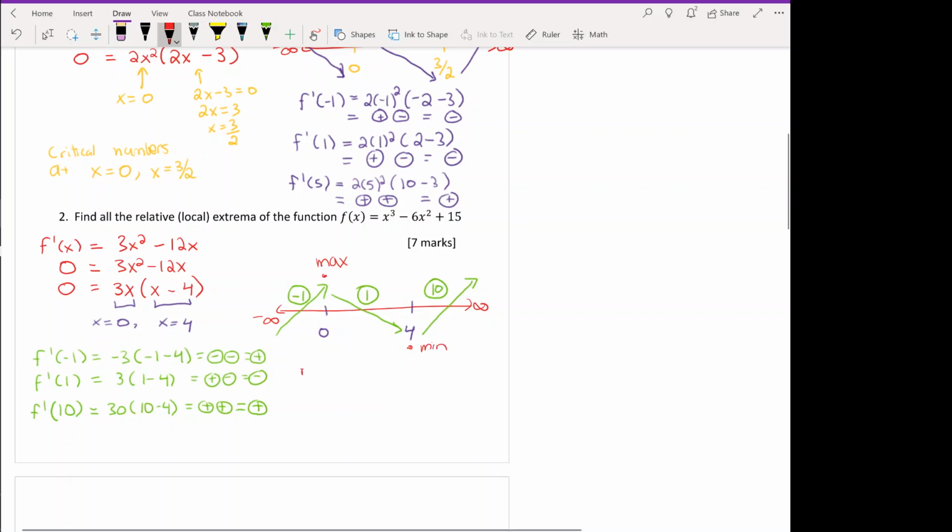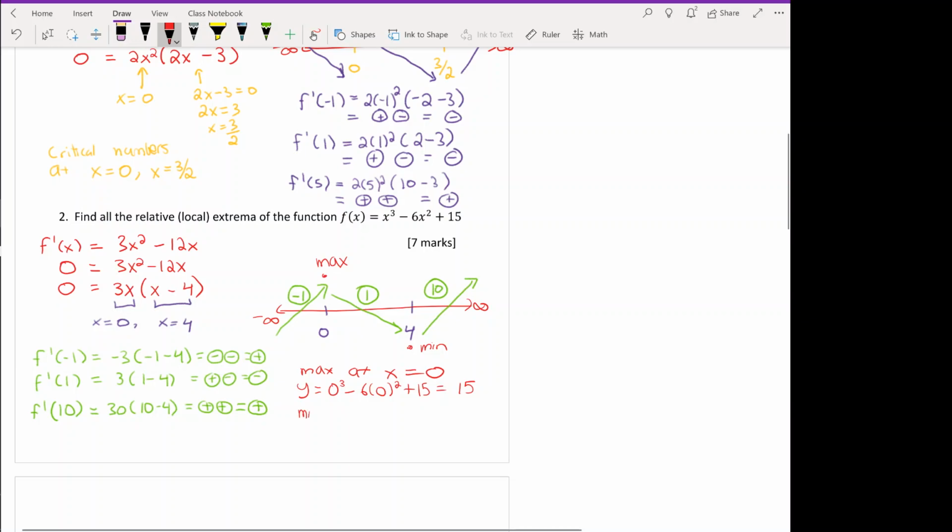So I'll state that there's a max at x is equal to 0. Let's find the y value. Y is equal to 0 cubed minus 6 times 0 squared plus 15, which is 15. So that's plugging the x value into the original function. That's how you always get the y value.